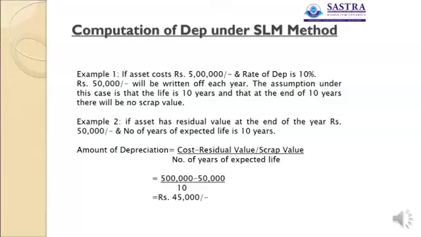But here a salvage value of 50,000 is given. So the amount of depreciation is equal to, using this formula, cost minus residual value, whole divided by the number of years of expected life. Cost is 5 lakhs, right? 50,000 is salvage. So 4 lakh 50,000 divided by 10. So 45,000 is the depreciable amount.